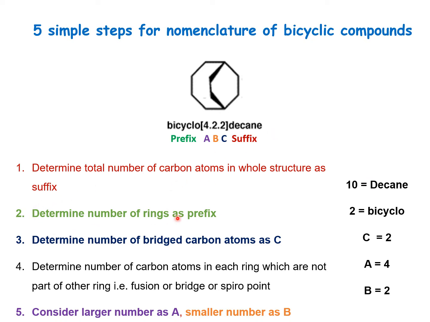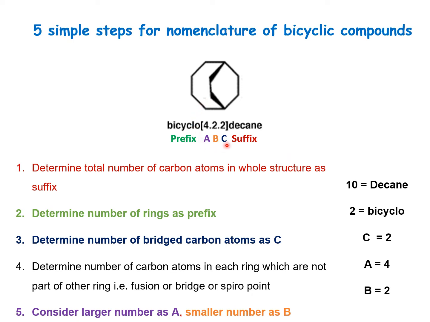In the second step, we will decide the prefix. Now because we are learning bicyclic systems, the prefix is always bicyclo. If you want to later on apply it to tricyclic or tetracyclic rings wherein 3 or 4 rings are fused to each other, at that time you can change it. Otherwise it will be the same, bicyclo.